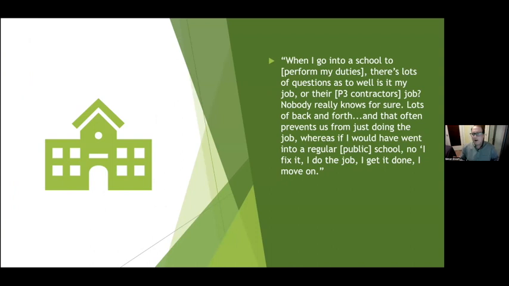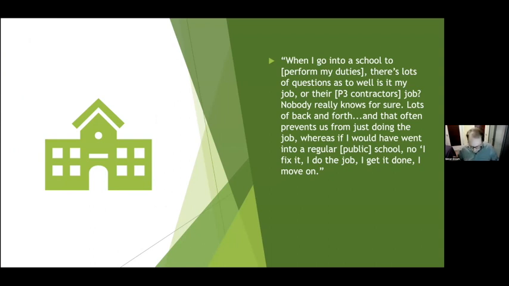When I go into a school to perform my duties, there's lots of questions as to, well, is it my job? Is it the P3 contractor's job? Nobody really knows. It goes back and forth. Whereas when they go into a public school, they know exactly what they're responsible for, right? So there isn't that constant negotiation.